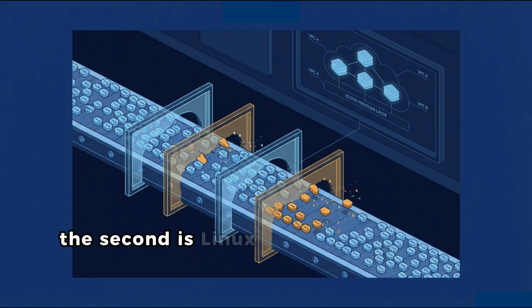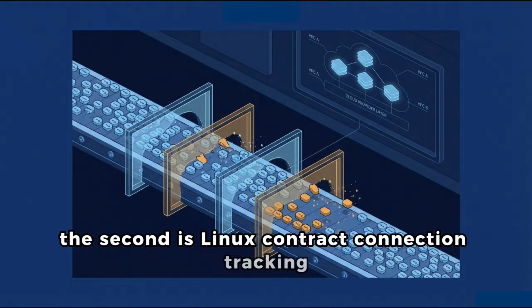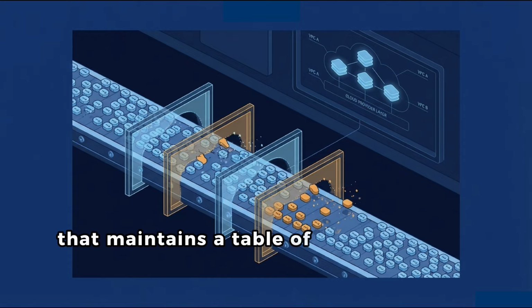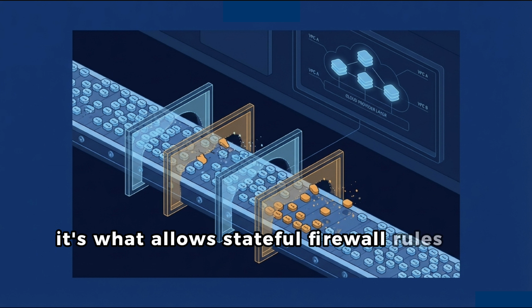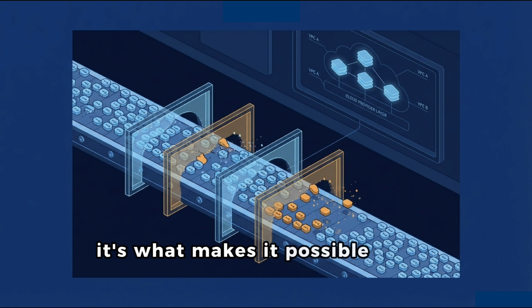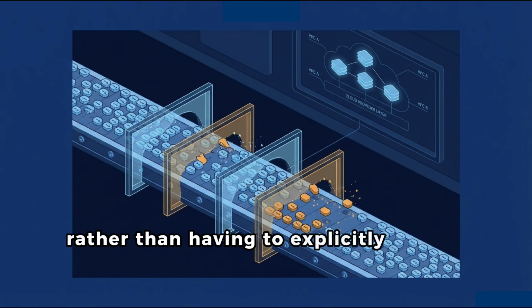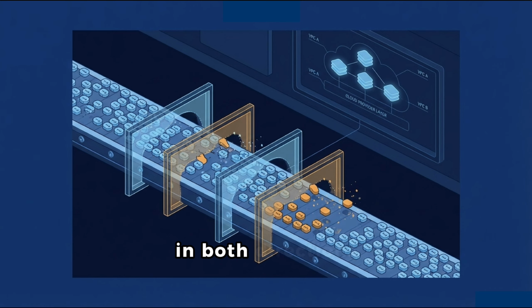The second is Linux conntrack, connection tracking. Conntrack is the kernel subsystem that maintains a table of active network connections. It's what allows stateful firewall rules to work. It's what makes it possible to say, allow established connections, rather than having to explicitly permit every packet in both directions.